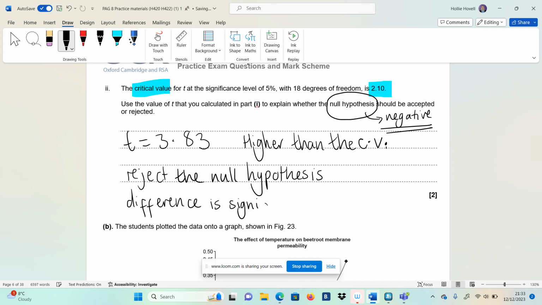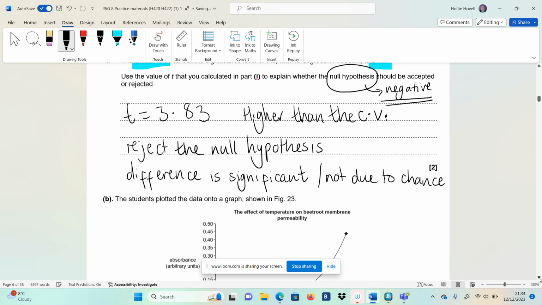And it's using really specific language. We always use this exact language, and there's almost a script you can follow for these questions. So the difference between those two results of 50 degrees and 60 degrees is significant, or not due to chance. The null hypothesis is saying the difference between those two values is not significant. It's just due to random chance. It could have happened for any reason. Whereas we're saying our value is higher than the critical value, so the difference between those results is significant. Our experiment has proved something. It's like the positive outcome of that.